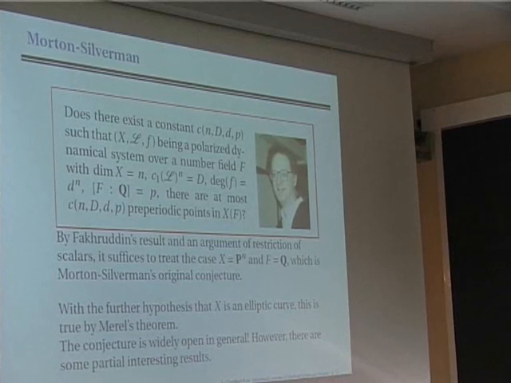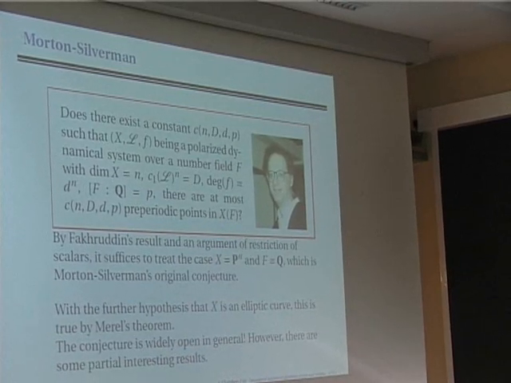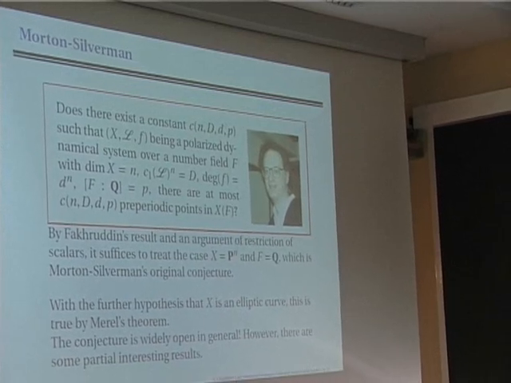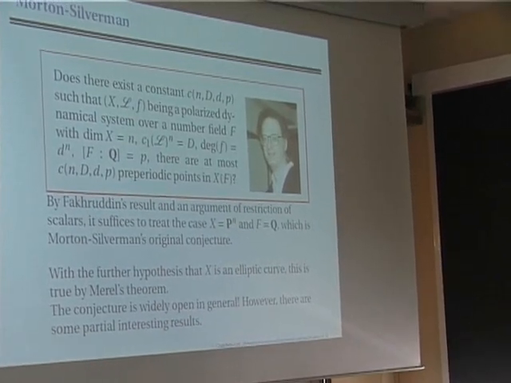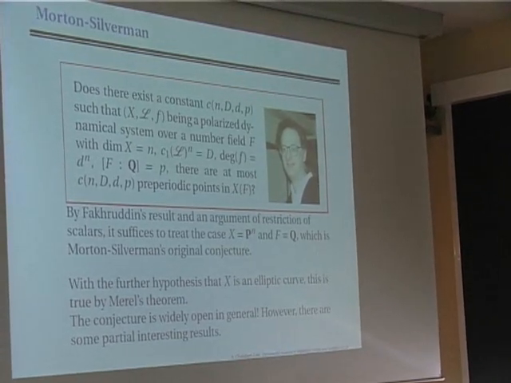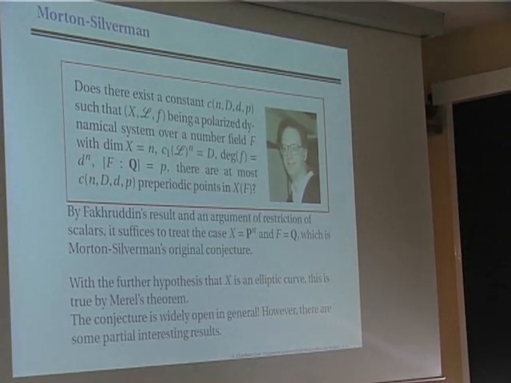So consider a polarized dynamical system. Then you could ask how many periodic or pre-periodic points there are over a given number field. You know that they are finitely many because they have canonical height 0, so Northcott's finiteness theorem tells you that there are finitely many pre-periodic points. But you could ask if there is a bound which depends only on the dimension of the variety, the degree of the embedding of the variety given by the ample line bundle, the degree of the map, and the degree of the field of definition.